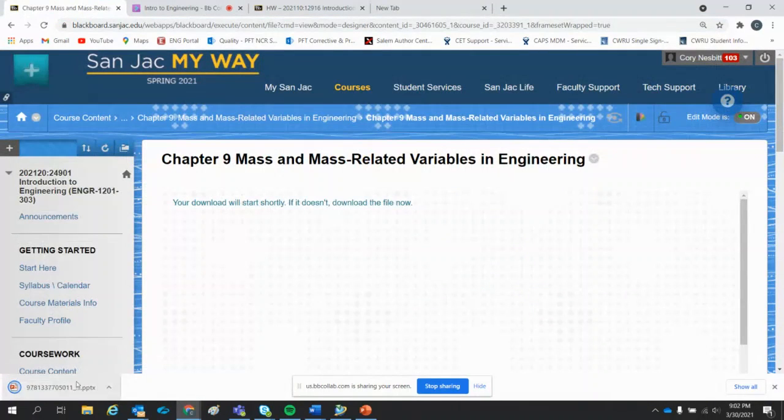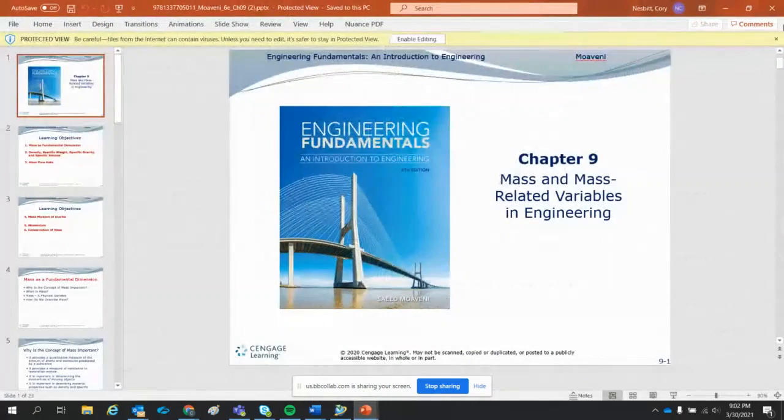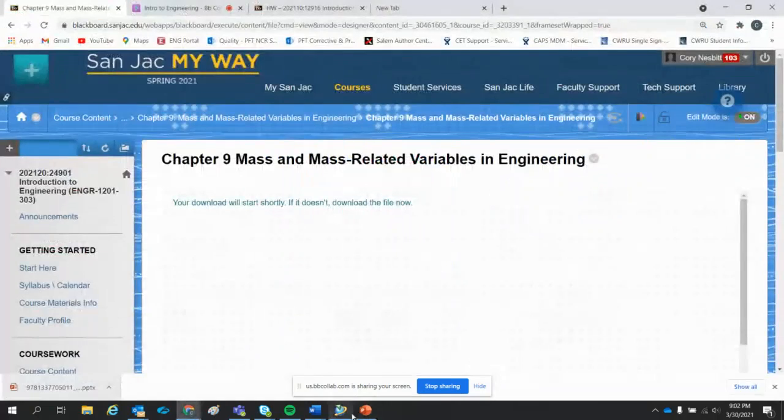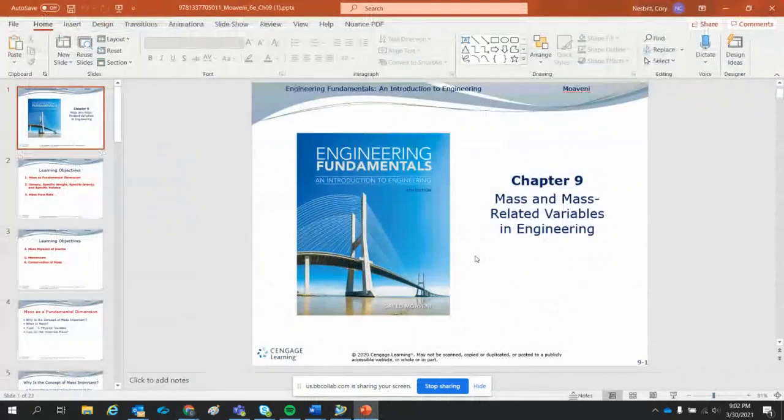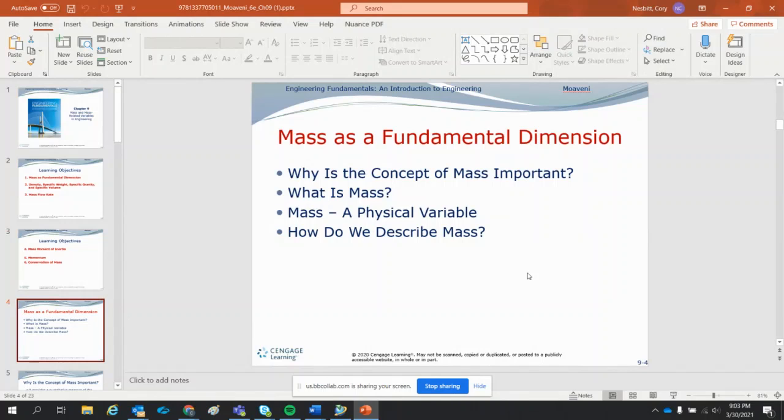What happened to my download? There it is. Or do I have it up already? I already have it up. All right. Mass and mass related variables in engineering. There's a lot of important things that I want to discuss here, but for the sake of time, we're going to pick it back up.